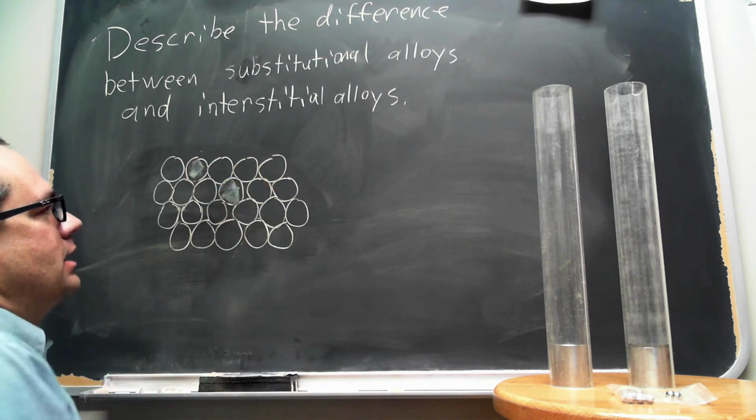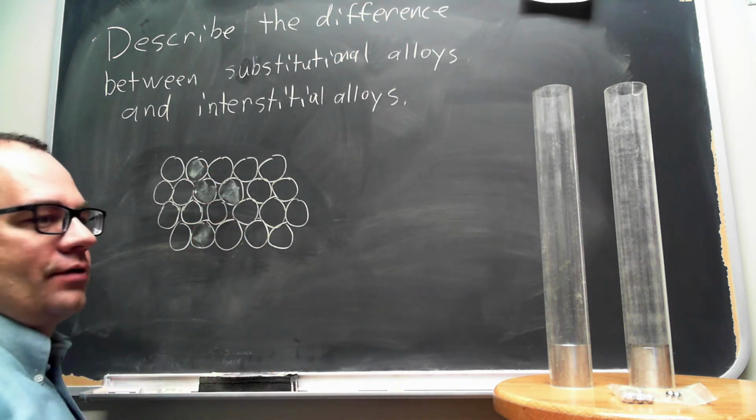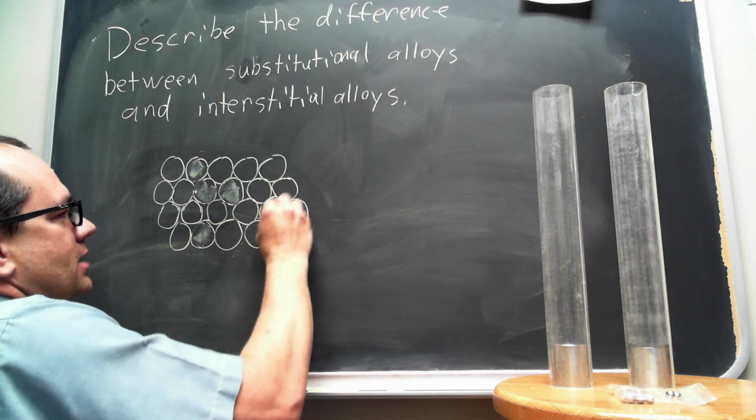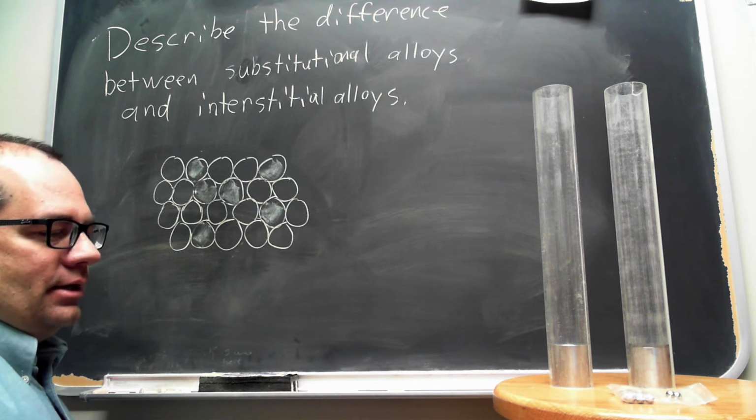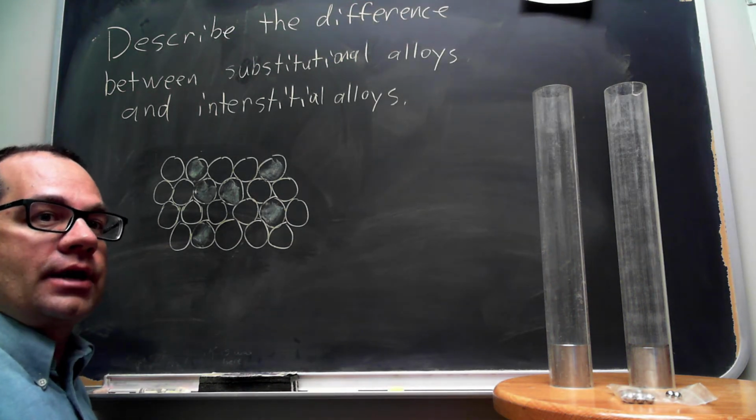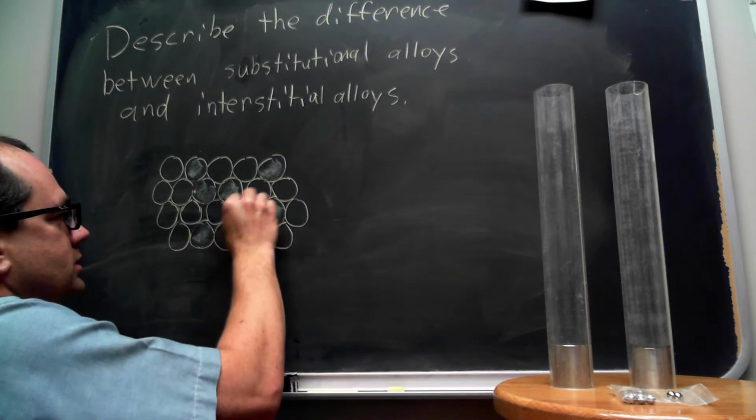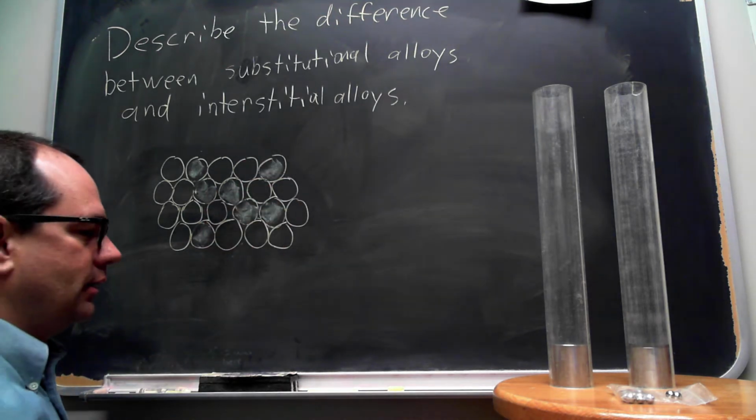for example, be brass, where we have copper atoms and zinc atoms. And copper atoms and zinc atoms are about the same size, and so you can argue that the copper atoms are substituting for the zinc atoms, or the zinc atoms are substituting for the copper atoms. But either way, since the atoms are about the same size, they replace each other fairly readily.